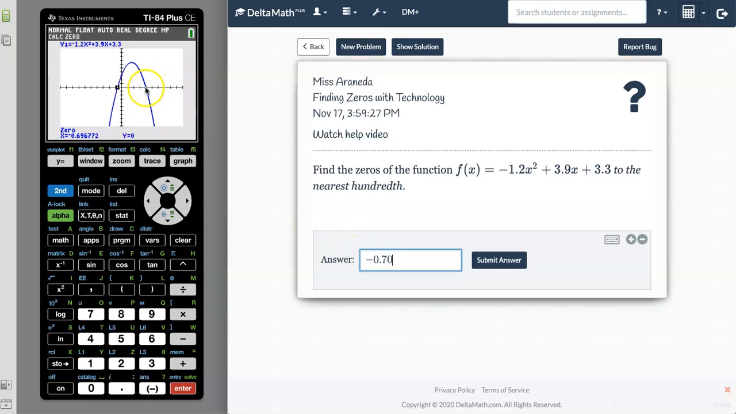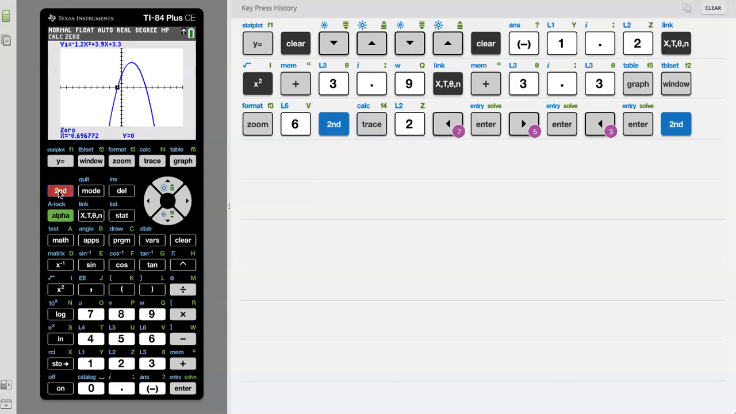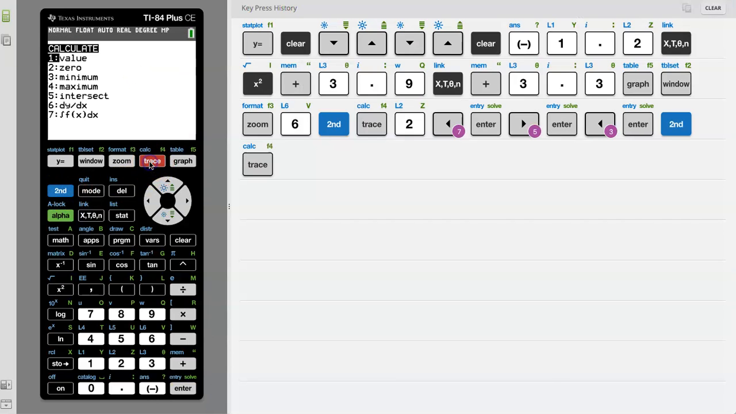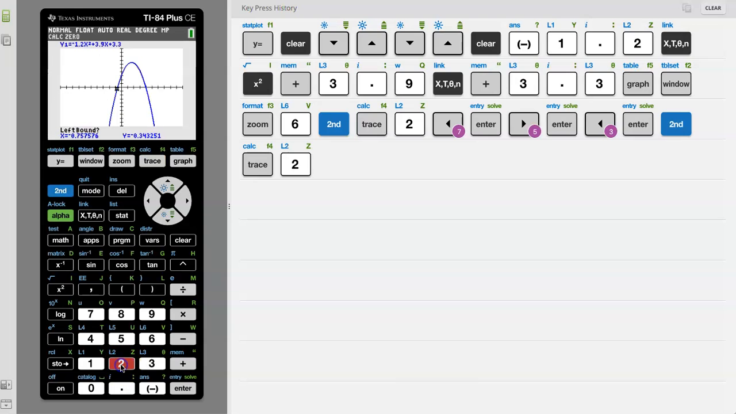Now we're going to do the same process because we have a second zero right here. So I'm going to do second trace, which is the calc feature, and press option number 2. I'm going to use my arrows to go all the way to the other zero. Whoops, I went too far, right there. I want to follow the directions on the calculator. It says go left bound of that point, so I'm going to go to the left a few times, 1, 2, well, let's try 3 times. Press enter. I'm going to go back to the point, and now it says go right bound. So I'm going to go to the right a few times, press enter.